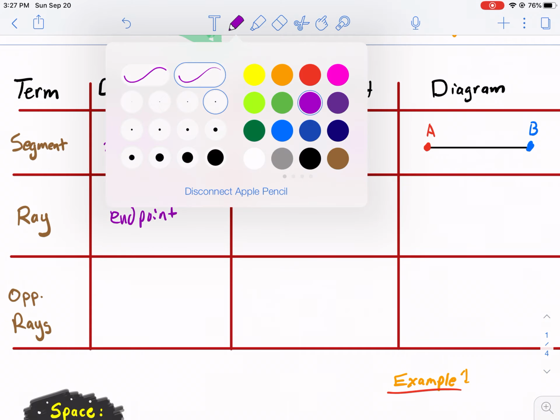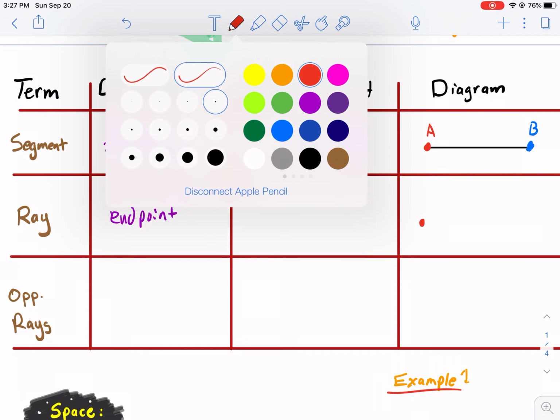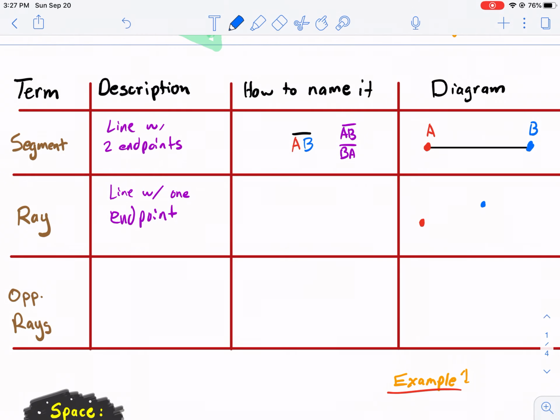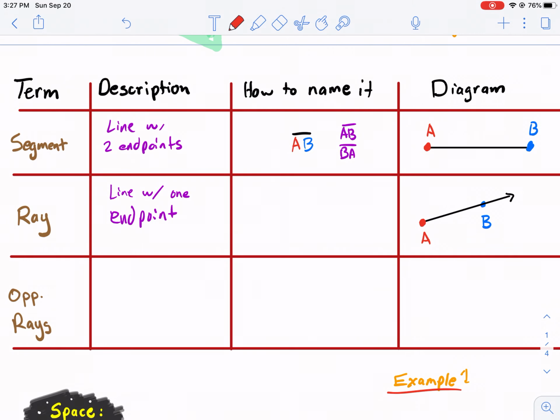Well, you still need two points. Remember, you can have an infinite number of points on a line. I'm going to be super creative here and do A and B because that's so original. So we have point A, point B, and we're going to have a line that goes through it. Okay? But it has an endpoint, only one endpoint, and that means it stops there.